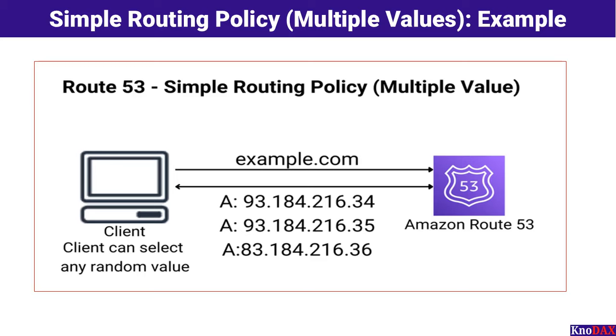This approach is simple and helps distribute traffic across multiple endpoints without applying any advanced routing logic. However, it's important to note that no health checks are performed in this configuration, meaning Route 53 does not verify whether the IP addresses are functional before responding. This makes the simple routing policy ideal for basic use cases where traffic distribution is randomized and health monitoring is not required.